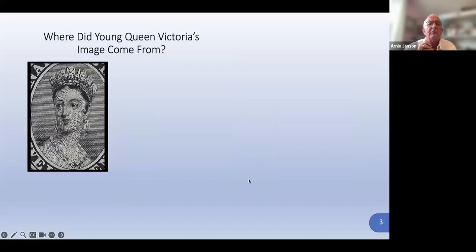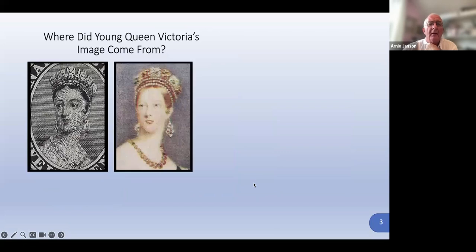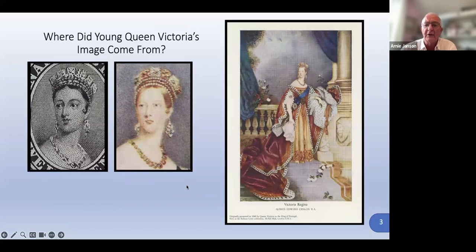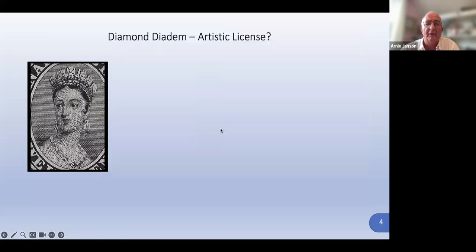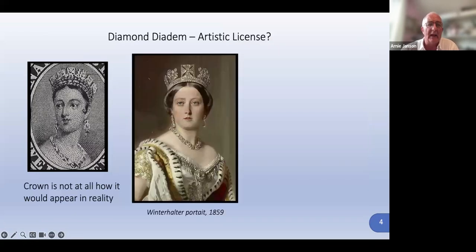Where did the young Queen Victoria's image come from? It came from this, which came from what's called the Chalon portrait of Queen Victoria, presented by Queen Victoria in 1840 to the King of Portugal. But I think we've talked about this. This crown is not at all how it would appear in reality. It's a diadem. It had 8 features on it, 4 cloths and 4 flowers.